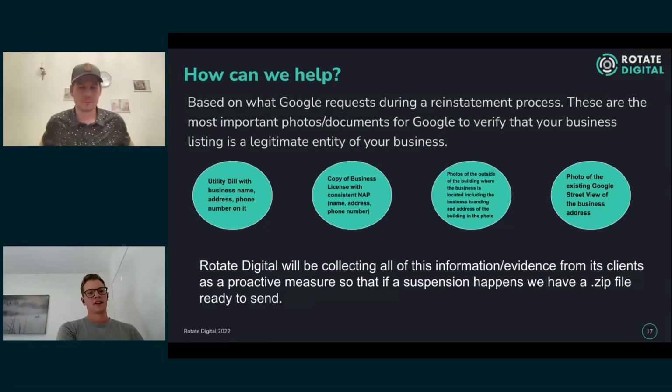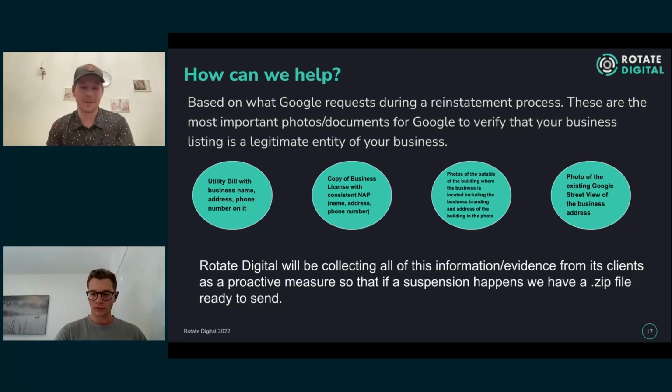So keep that in mind. Just because you provide this documentation does not mean your listing will get reinstated. So it has to be consistent. So the utility bill, the copy of the business license. The utility bill is the number one thing. That's what Google wants. Secondary would be the business license, knowing that your business is a registered business and it has the name, address, and phone number. And those, again, are consistent with what's on your Google Business Profile, right?